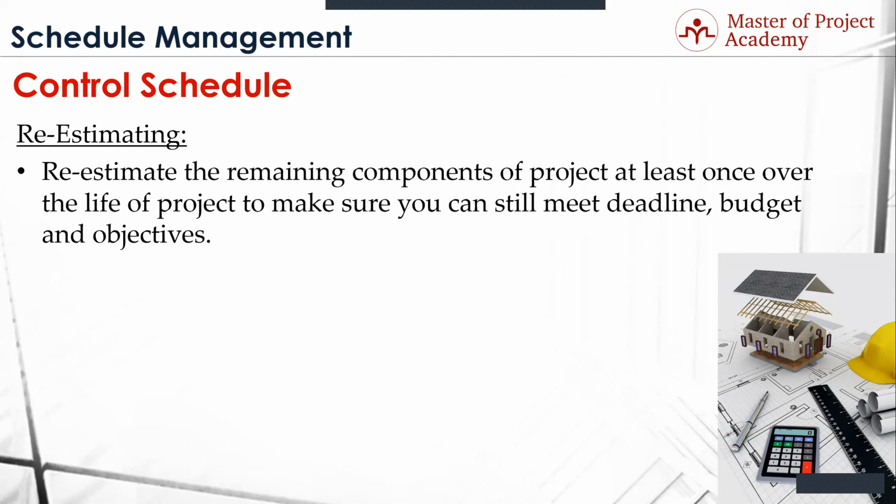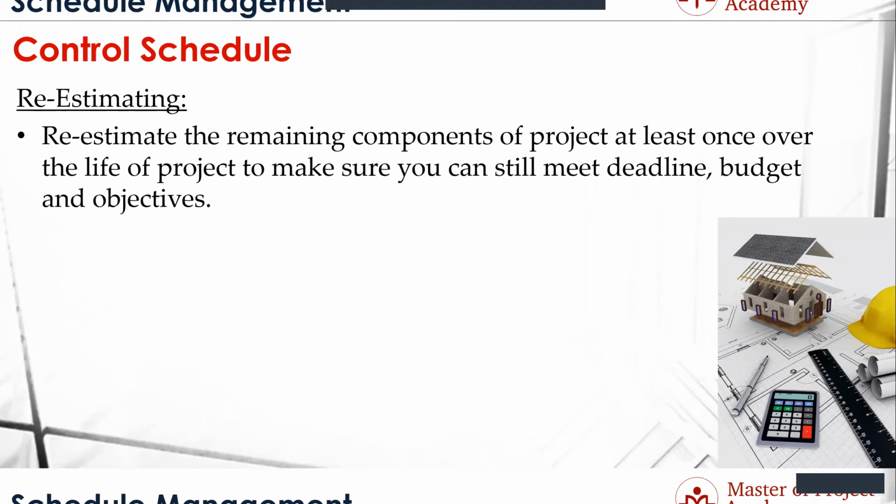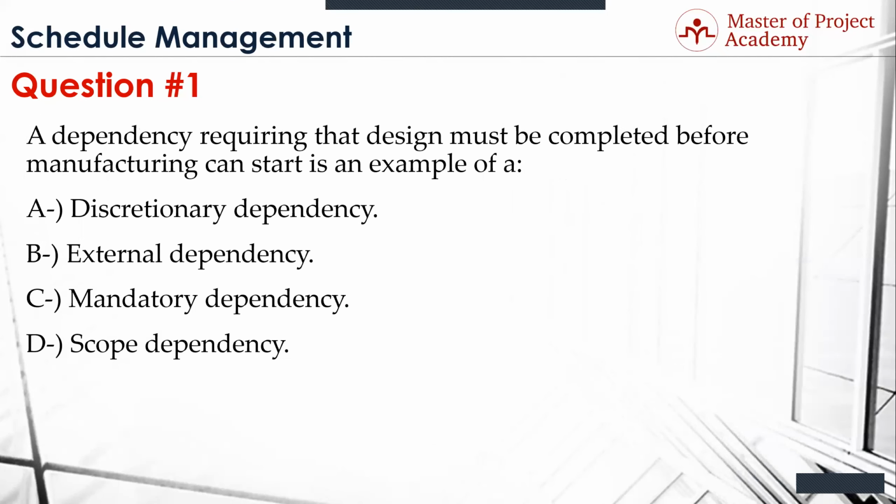Now, what lane are we in? What process group are we in when we go into control schedule? That's monitoring and controlling, because it says monitoring and controlling. And anytime it says control or monitor, that's where you are. So don't miss that, please. That's an easy one to get. All right, that's it for this particular section.